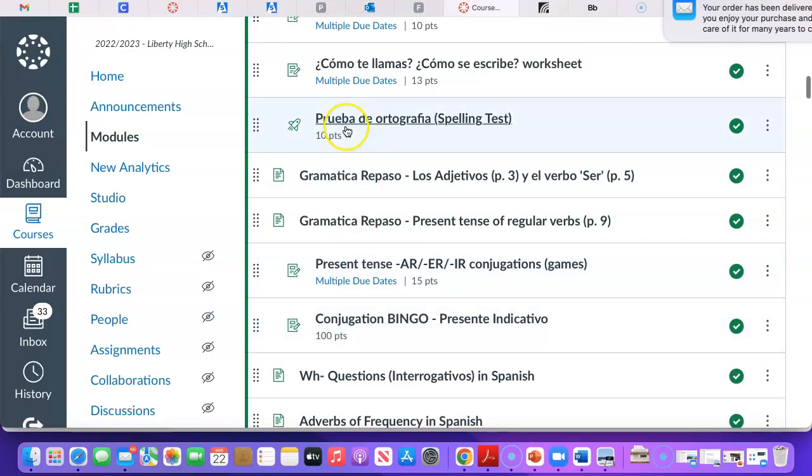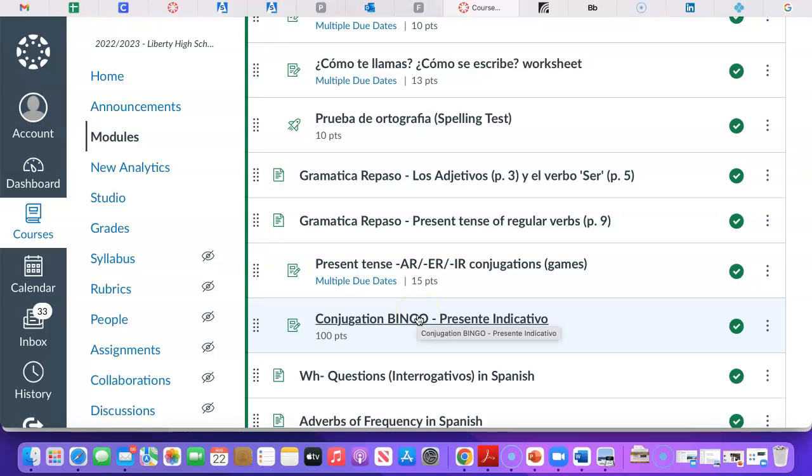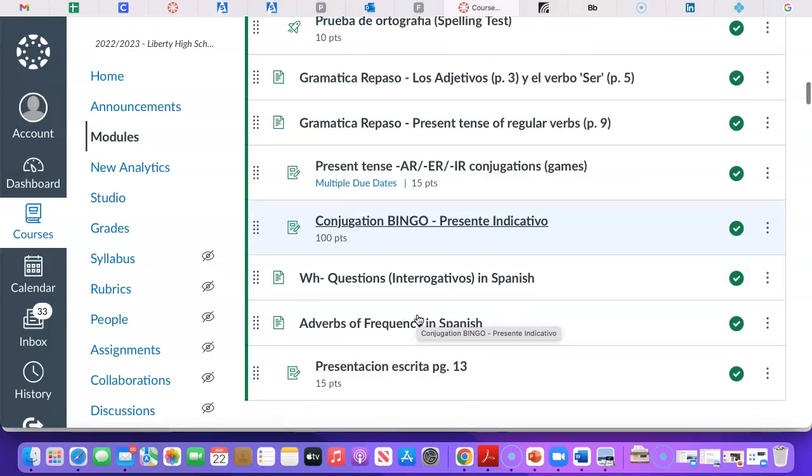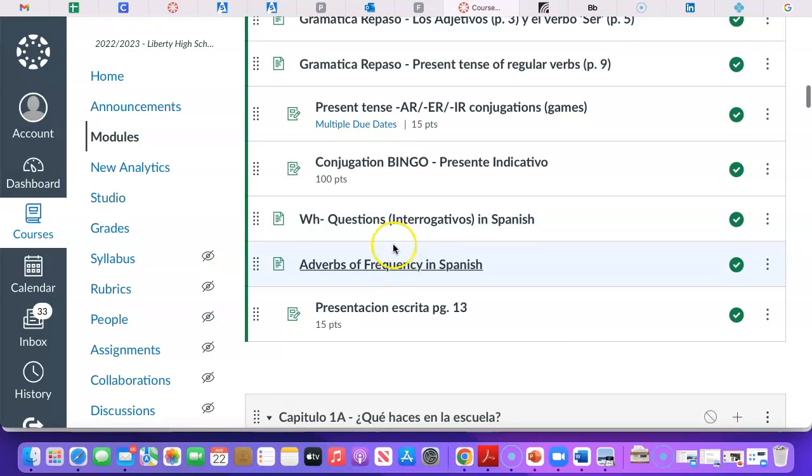And then also you have a spelling test. Some of you have already done this because it's open, but I've not assigned it yet. You don't need to worry about that. These two assignments that don't have due dates, you're not responsible for yet. So these are the two things that we're looking at today.